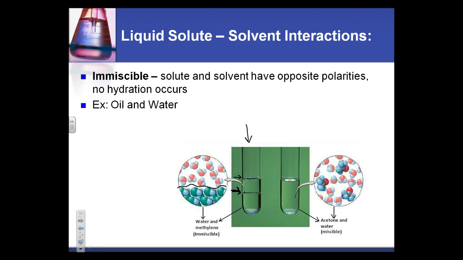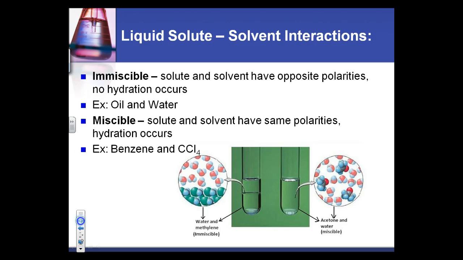All right. Now, if that's what immiscible is, where they are not soluble in one another, then what's miscible? They are soluble in each other. So the solute and solvent have the same polarities, and hydration occurs. So we have this picture down here. We have acetone and water. So water and acetone are attracted to each other, and so you can see the acetone particles here floating around in with the water molecules. They're not separate. So there must be some sort of attraction between those two. So we can assume that acetone is also polar. It is very slightly polar, but it is technically polar.